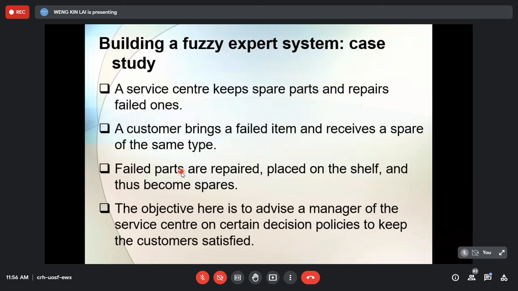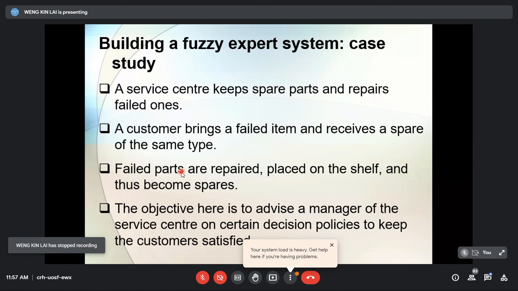Okay, so the next part talks about how we use either the Mamdani or the Sugeno to build a fuzzy expert system for a service center. But looking at the time, I think I will not be able to finish it, so I better stop here. Any questions you can ask me. Okay, so we stop here, and the next day we come back, we will look at the case study.